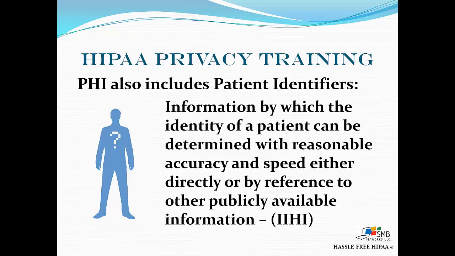Protected health information also includes patient identifiers, and think of patient identifiers as information by which the identity of a patient can be determined with reasonable accuracy and speed, either directly or by reference to other publicly available information. So think about it. You open up a file and you see who the person is. You can directly identify them, make it out, everything, their name, their address, their social security number, you name it, everything is in there. But what if you didn't have all the pieces to the puzzle? What if you only had a couple pieces in a file, let's say? But just from those pieces of that puzzle, you can go on any other publicly available information, such as the internet, a website, anything else.